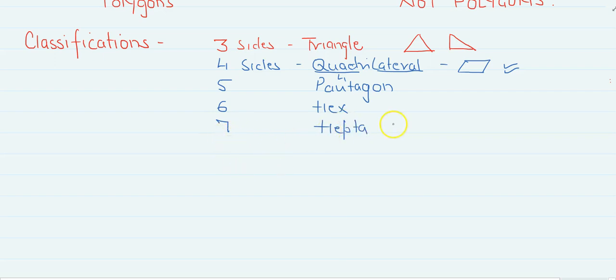then 8, 9, 10. So you can read about this in your book also. You must know all the polygons up to 12 sides. That is called a dodecagon. So these are the classification of polygons.